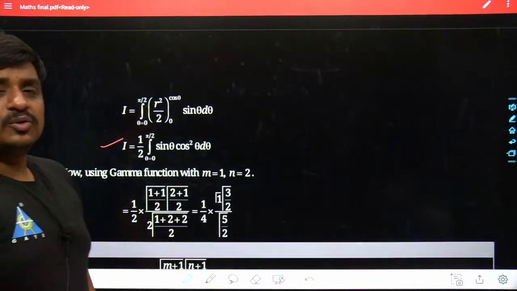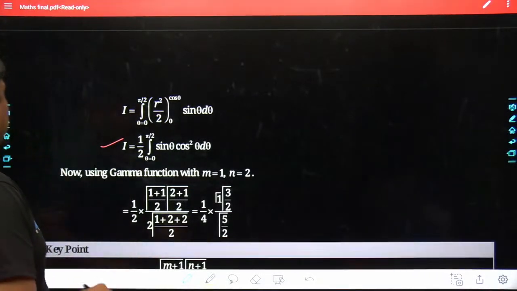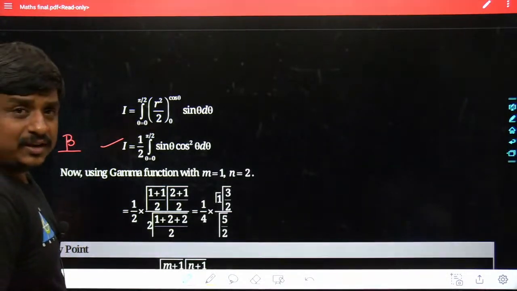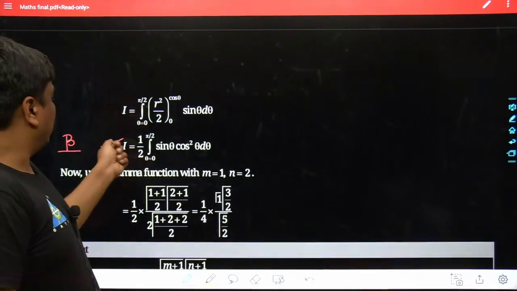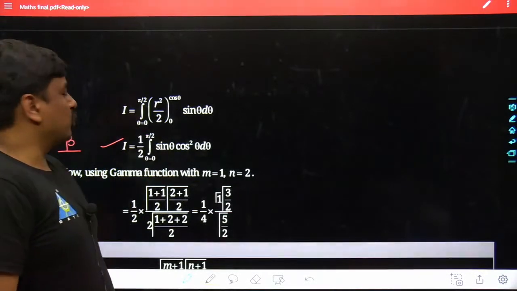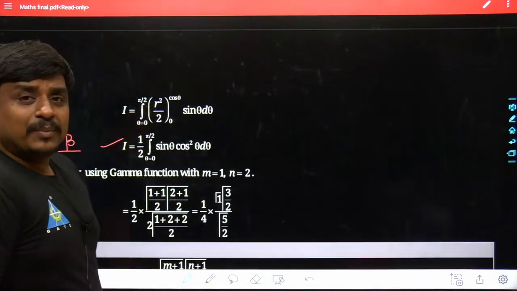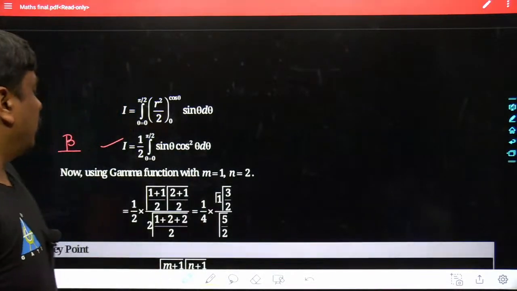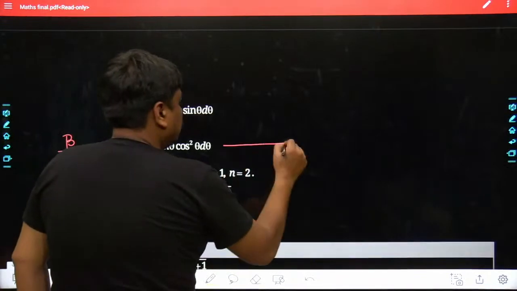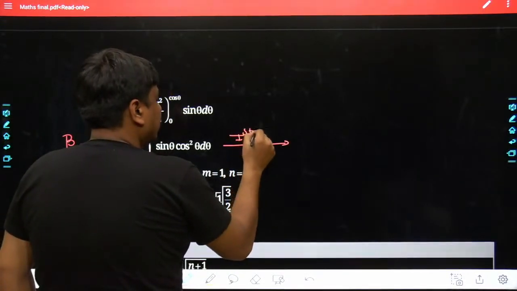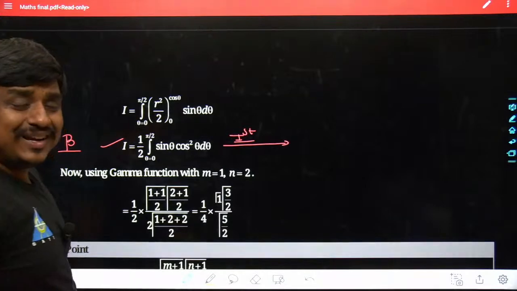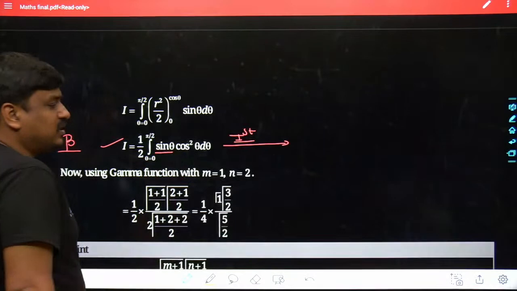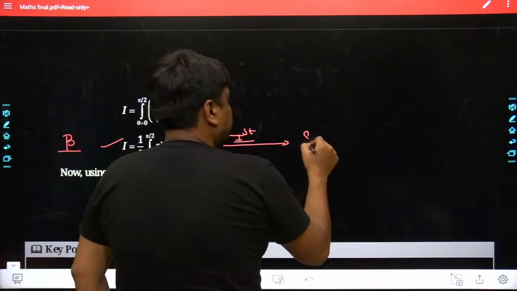This problem could have been solved by two different methodologies. Either you could have used the important property we use in beta integration, for an integration from theta equals 0 to pi by 2 of sine to the power of 2m minus 1 cos to the power of 2n minus 1. I could have solved this problem using that method. That could have been the first methodology. Or secondly, I could have used the conventional method. May I know how it would be? I can take sine of theta as t.